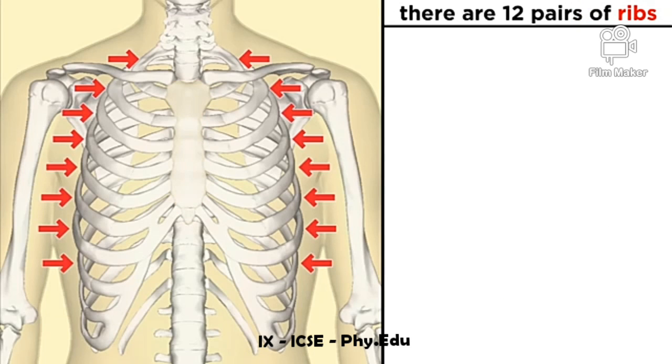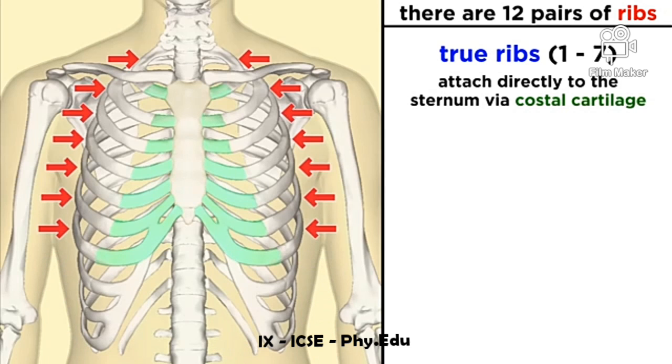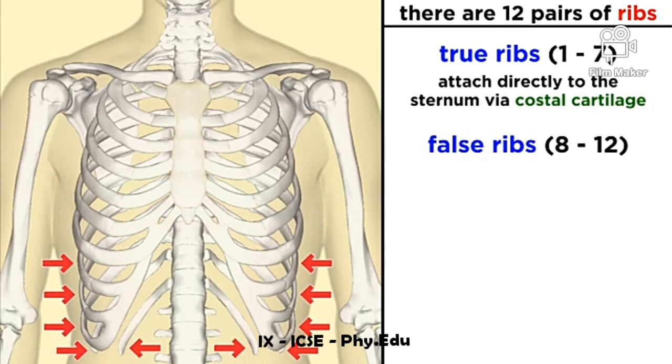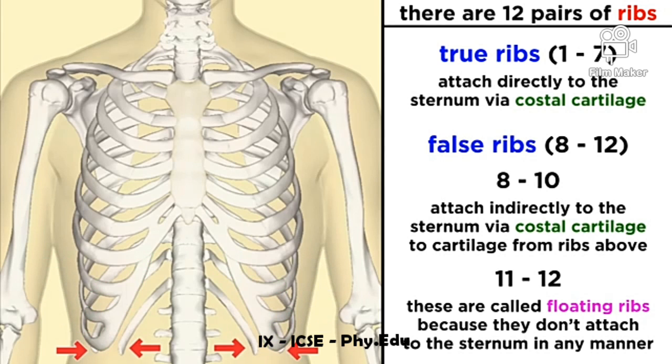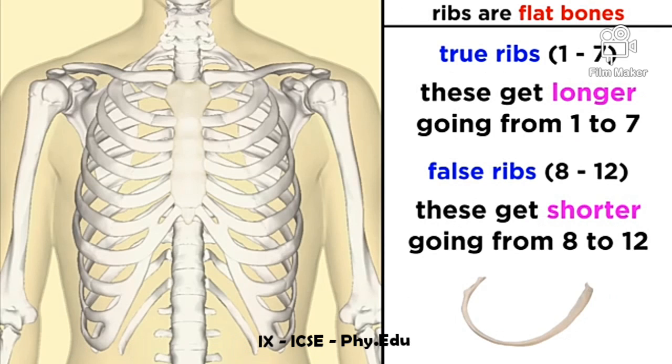Then there are 12 pairs of ribs that project from the vertebrae. The first 7 pairs attach directly to the sternum via sections of costal cartilage, and these are called true ribs. Then there are 5 pairs of false ribs, 3 of which attach to the sternum indirectly with costal cartilage joining the cartilage from ribs above, and then the last 2 are called floating ribs because they don't attach to the sternum at all. Ribs are flat bones that get longer going from pair 1 to pair 7, and then shorter again from 8 to 12.